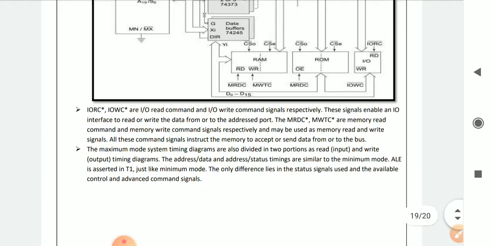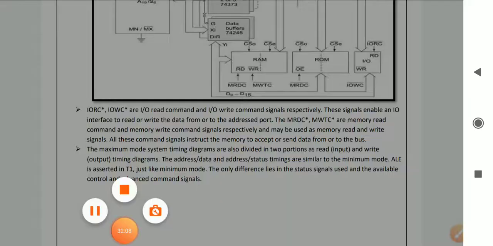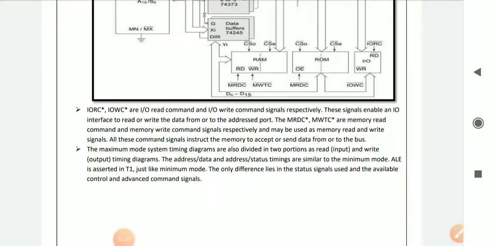Okay, so these additional 2 points are given here. Okay, at least you may write 4 to 5 points for each of the modes. So the next topic according to the syllabus we will cover in the next lecture. Okay, thank you.